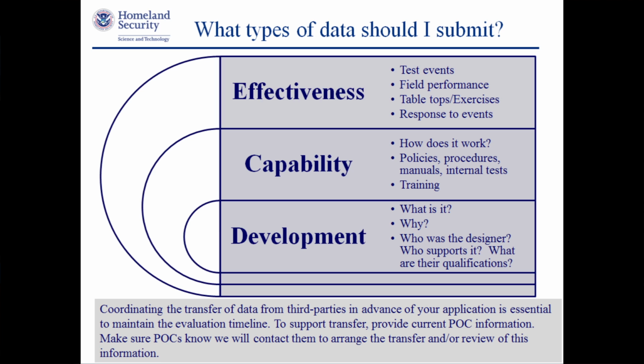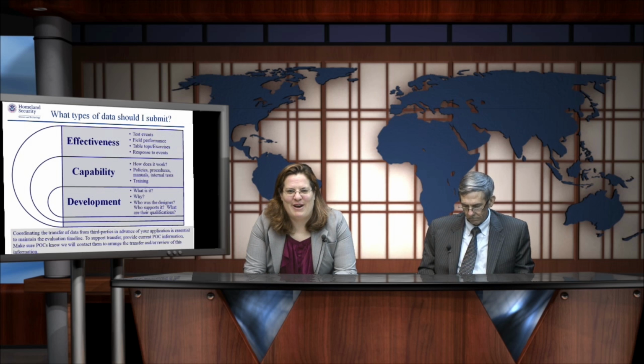In general, the type tends to fall into one of three categories: development, capability, and effectiveness. We'll talk about insurance a bit later. Development is really the story of your technology. Every good application begins with a discussion of how your technology came about. What's your expertise? What's your background? How was your technology developed?